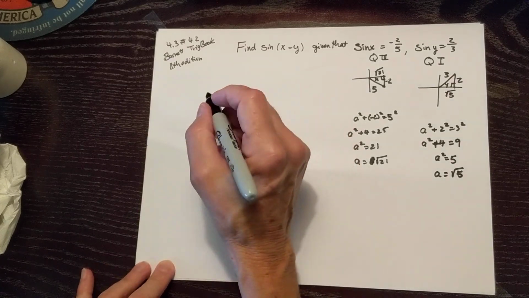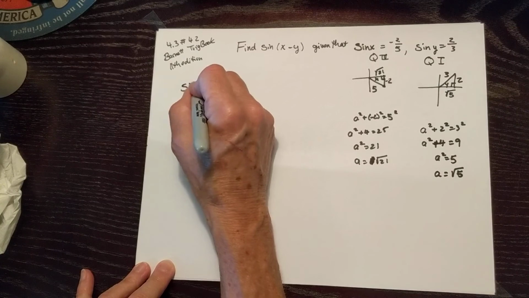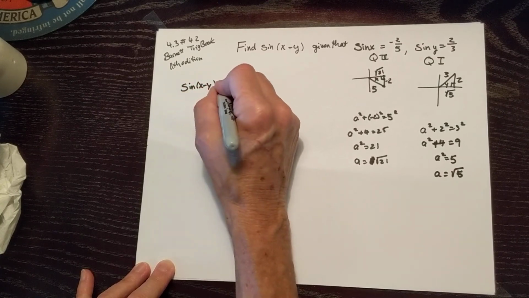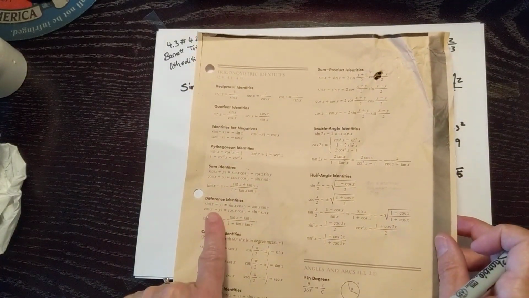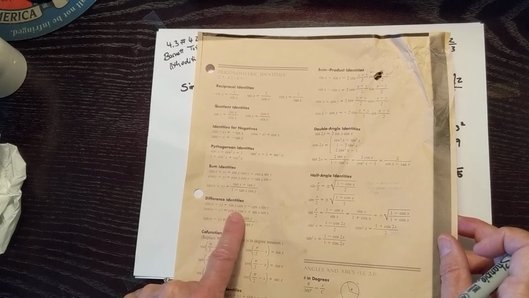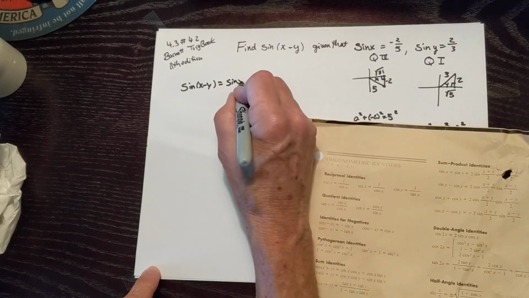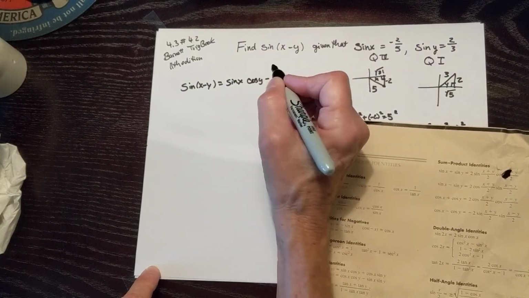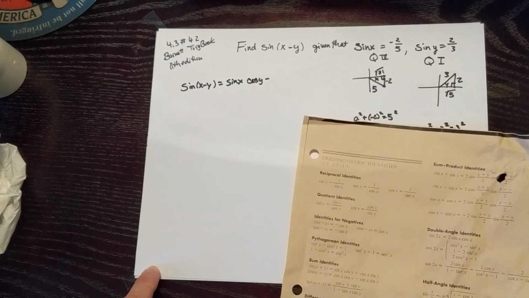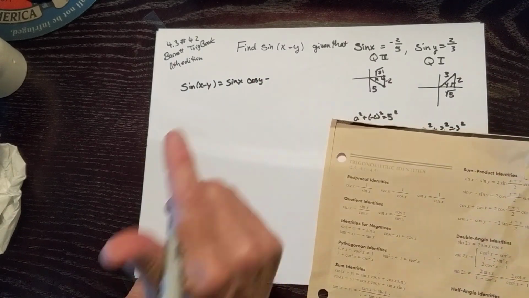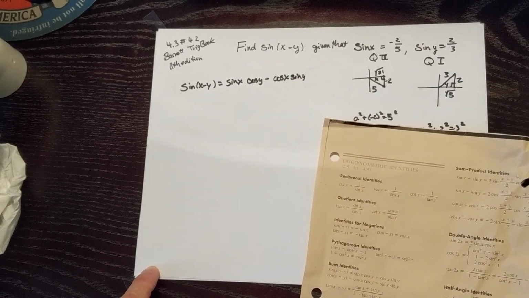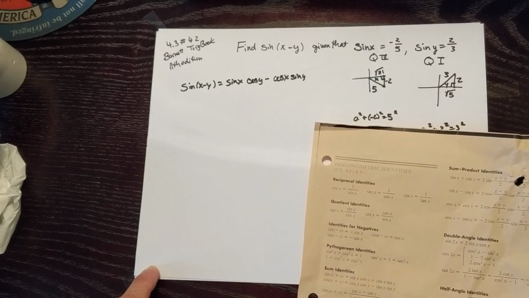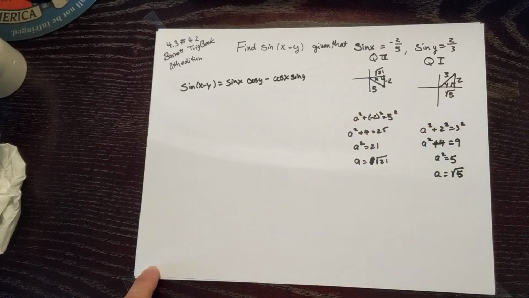Now I'm going to look at the difference formulas. The sine of x minus y is defined by this identity, and this is where I'm looking right here, the difference identities. The sine of x minus y is sine x cosine y minus cosine x sine y. All right, I just want to make sure I wrote that down right. Sine x cosine y minus cosine x sine y. Okay, we're ready to go.